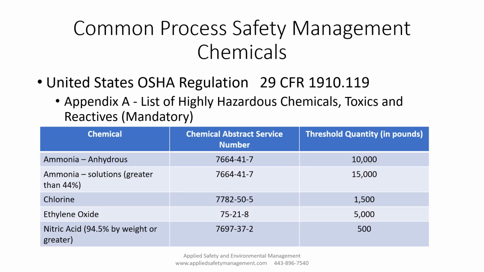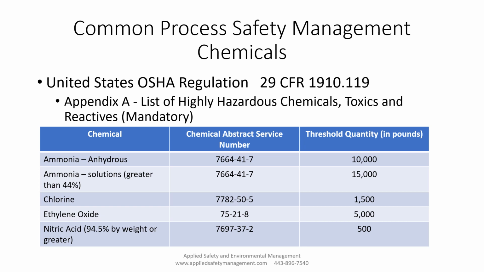So just a little bit of the intro so I get it exactly right. This is the United States OSHA regulation found at 29 CFR 1910.119. So we're going to focus on Appendix A in this first list, which is a list of highly hazardous chemicals, toxics, and reactives. And this is off of that mandatory list. If you go over that threshold planning quantity, you have to be in process safety management. So let's just look at a couple of the common ones that we have out there.